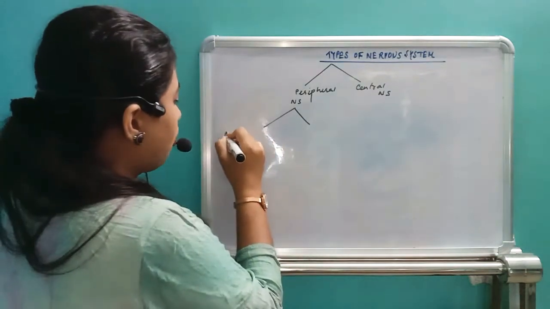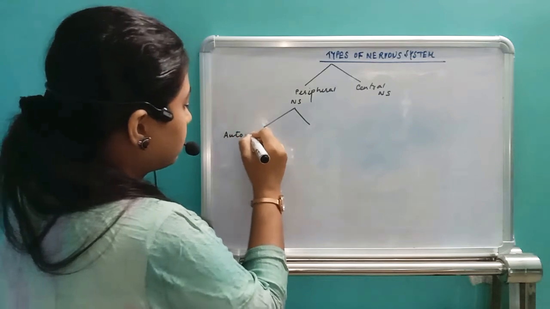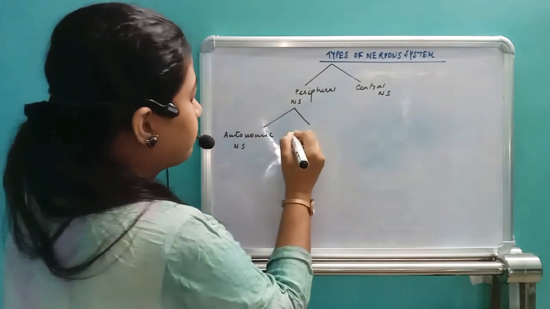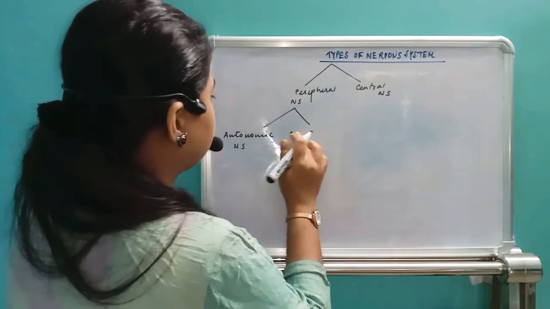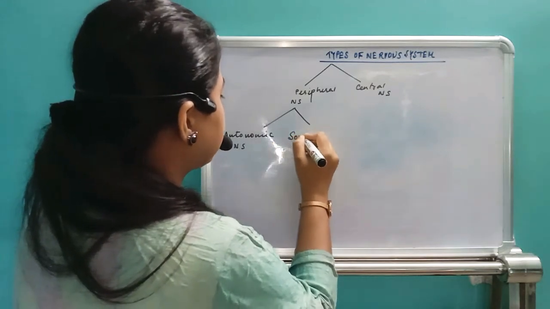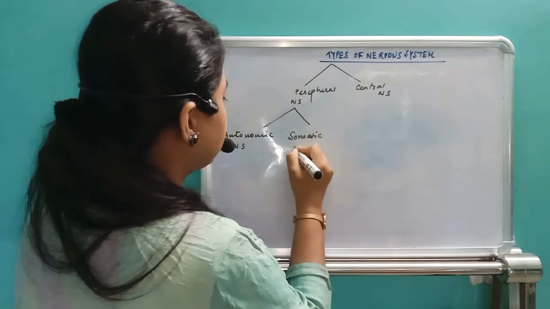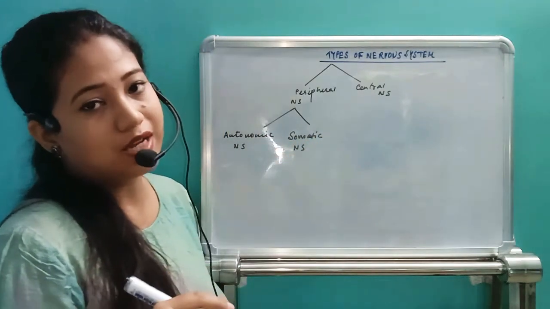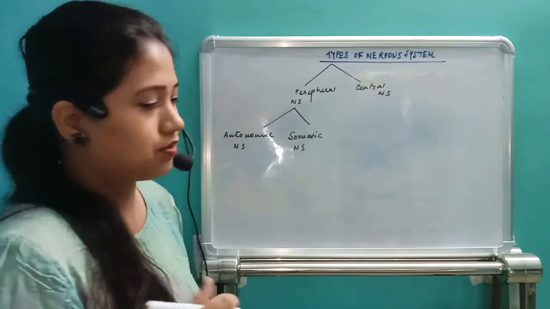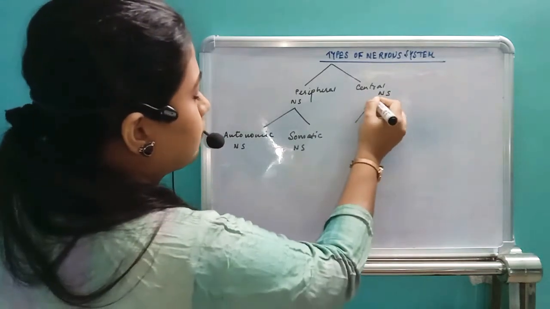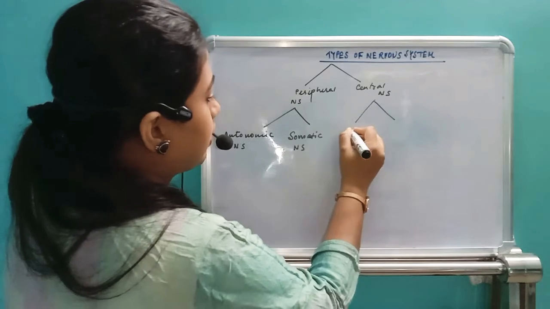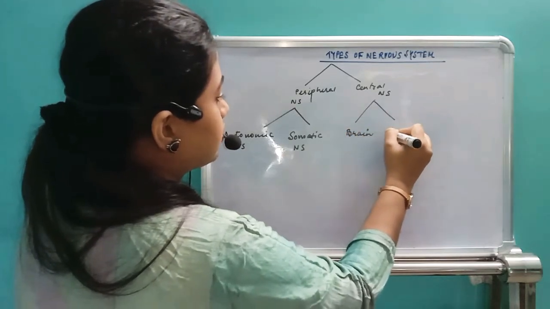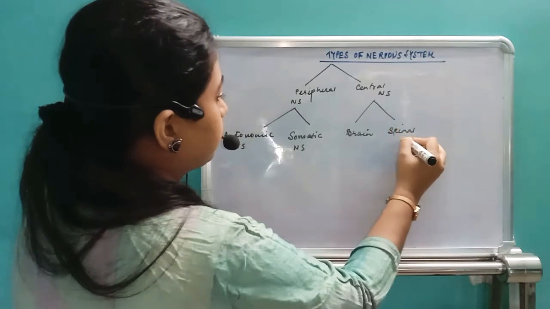One is the autonomic nervous system, and then we have the somatic neural system. Okay, so the peripheral nervous system is divided into these two. Once again, the central nervous system has two parts: one is the brain and another is the spinal cord.